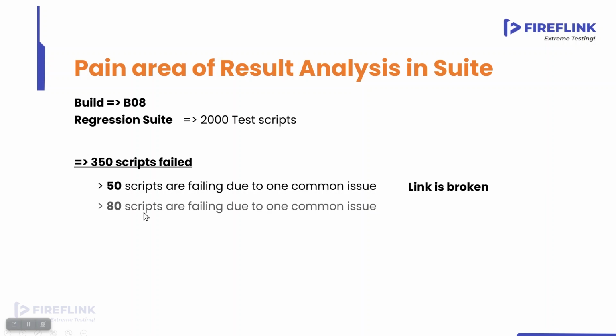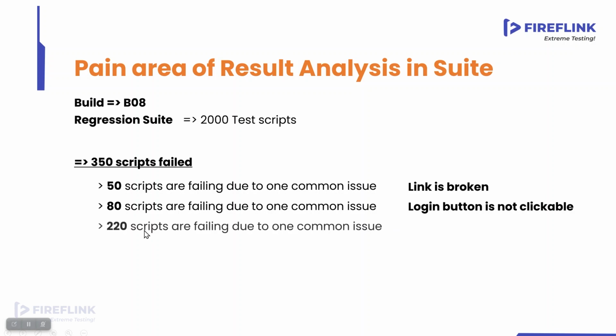And 80 scripts are failing due to another common issue, say for example, the login button is not clickable. So these 80 scripts are failing because the login button is not clickable. And the remaining 220 scripts are failing due to a different reason, say for example, the logout button is missing in the UI itself, right? So here, these are the 350 failures.